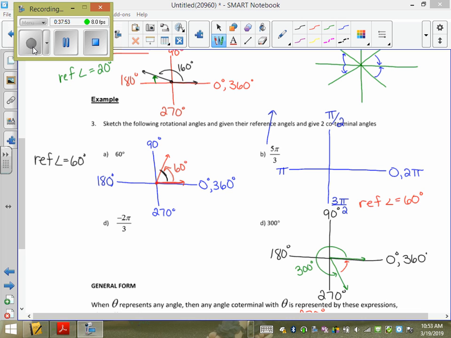So radians to degrees, pi on bottom. So I can go 5 pi over 3 times 180 over pi. What's 5 times 180 divided by 3? Is it 300? Yeah?